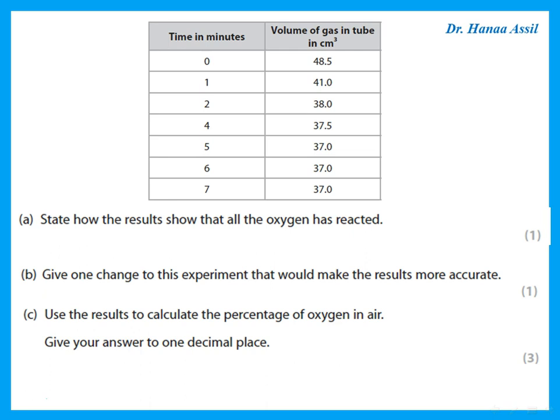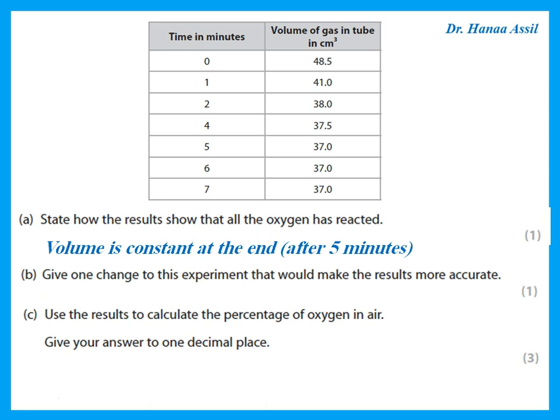Now, as the reaction proceeded, the phosphorus is reacting with the oxygen in the air, so we're taking oxygen from the air, so the volume of the air in the tube is decreasing. But how do we know that the reaction has finished or all the oxygen has reacted? Because the volume remains constant at the end. So after 5 minutes, the volume is not changing anymore, and that means there is no more oxygen to react.